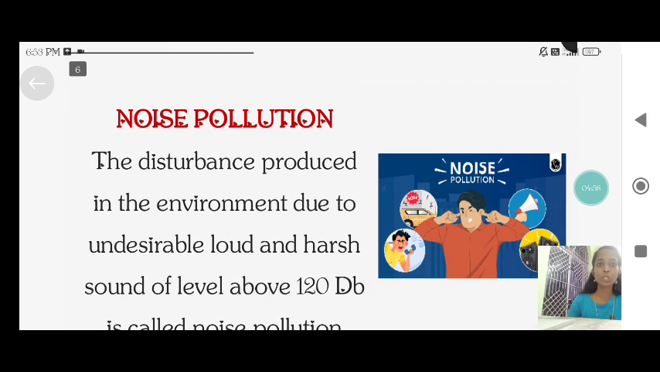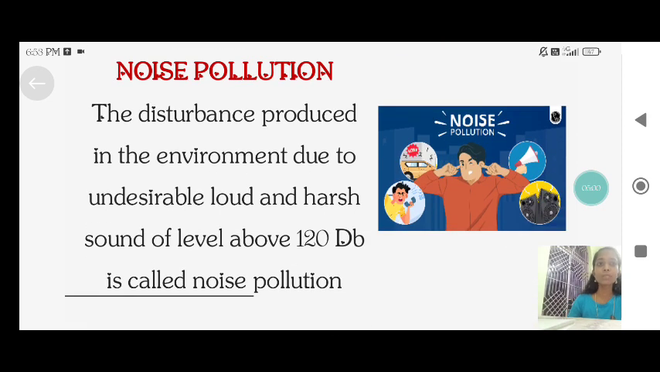Next is noise pollution, that is the disturbance produced in the environment due to undesirable loud and harsh sound of level above 120 decibel is called noise pollution. Sometimes when you are inside the class listening to the teacher, and suddenly you hear a loud noise, what happens? At once you may get distracted. That is the main disturbance during the class. So your listening skills will be distracted at that time.